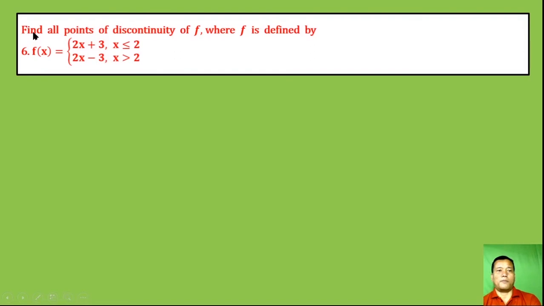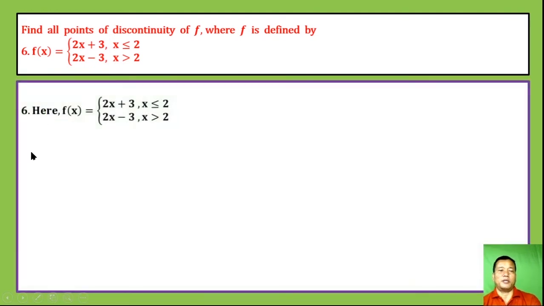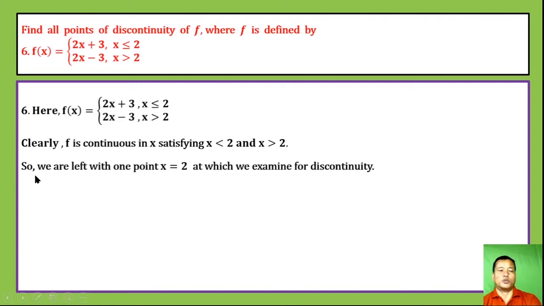Number 6. Find all points of discontinuity of f, where f is defined by f of x is twice x plus 3 for x less than or equal to 2, and twice x minus 3 when x is greater than 2. Clearly f is continuous for x less than 2 and x greater than 2. So we are left with 1 point, x equal to 2.